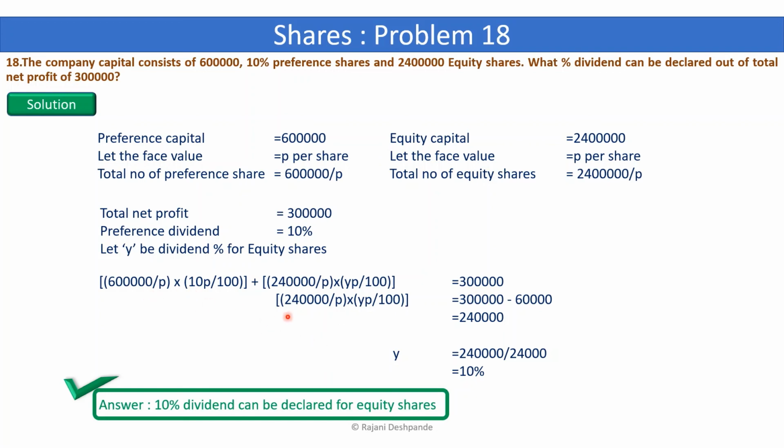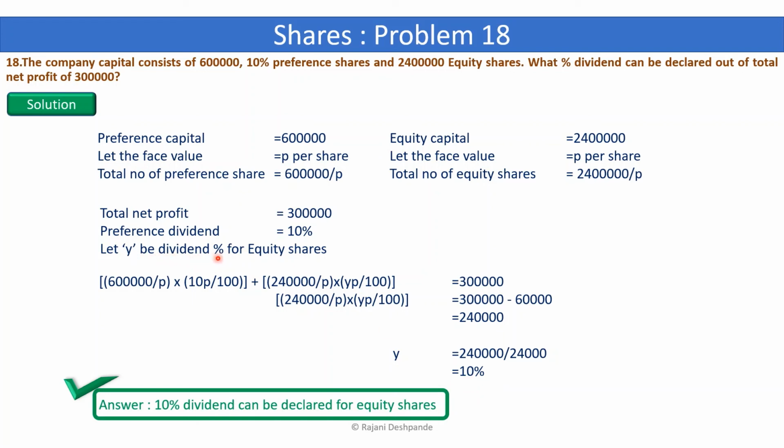So after calculation you will get this is equal to 3 lakh minus 60,000. Here P into P gets cancelled, and if you solve this you will get 60,000. So 3 lakh minus 60,000, you will get 2 lakh 40,000. So Y is equal to 2 lakh 40,000 after cancelling, divided by 24,000, which is equal to 10.